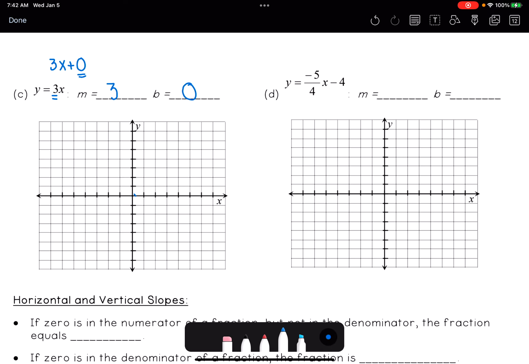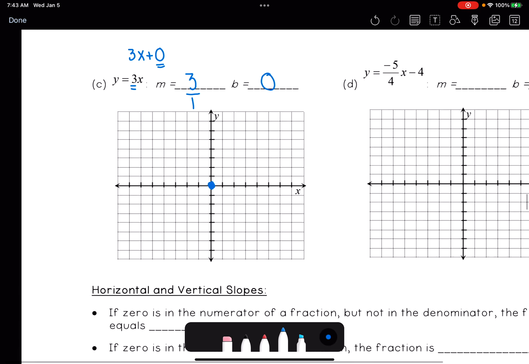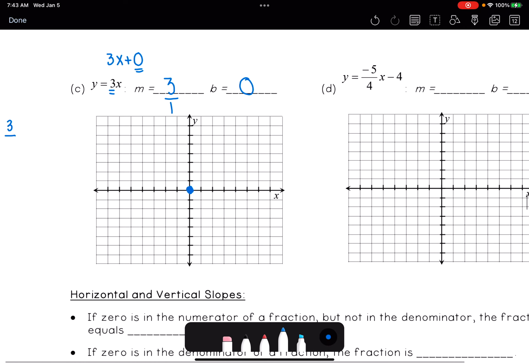So find 0 on the y-axis. And now if our slope is 3, we're used to seeing a slope as a fraction. So what we can do is write this as 3 over 1. You can always write a number over 1 and it doesn't change it. So now 3 over 1 means up 3, right 1. So up 3 to the right 1, up 3 to the right 1.